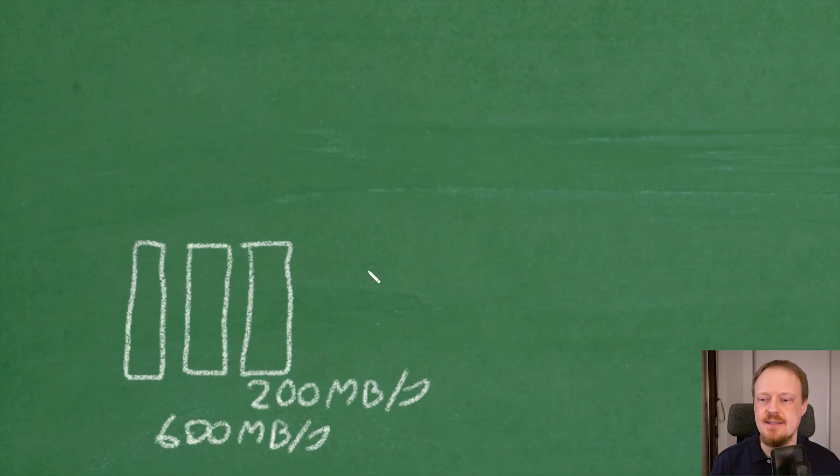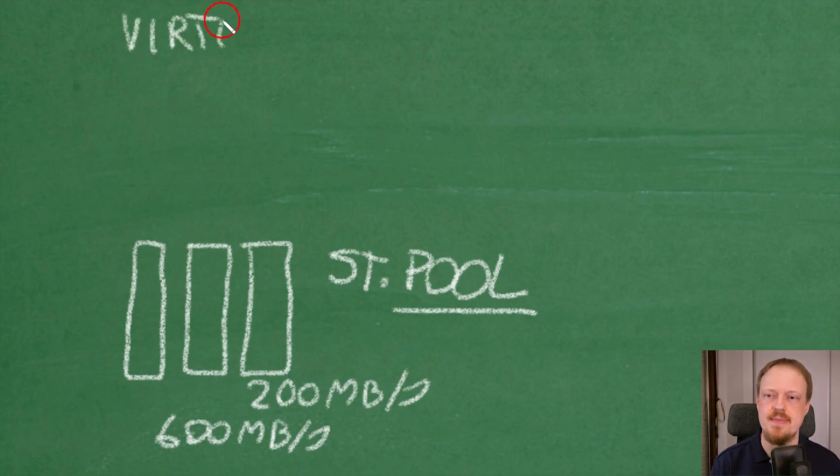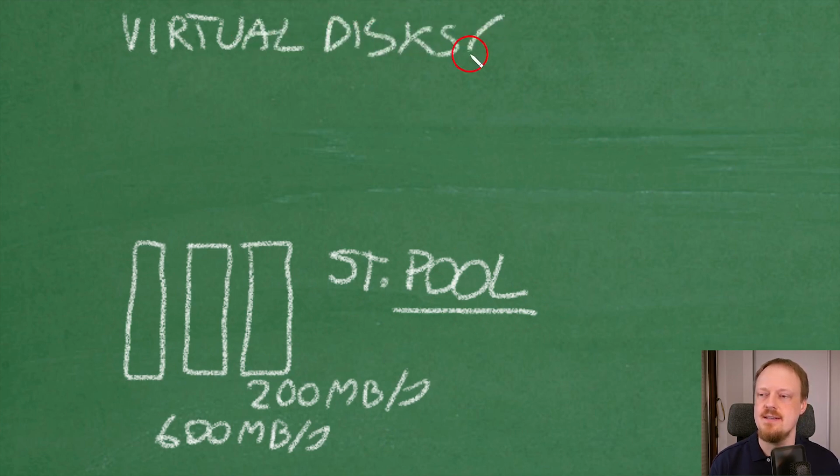Let me tell you about storage spaces and storage pools. A storage pool is a list of disks. So this list of disks, that is a storage pool. But that is not visible to the operating system. What is visible to the operating system are virtual disks. That is basically a storage space.